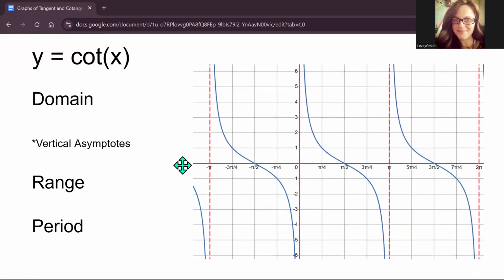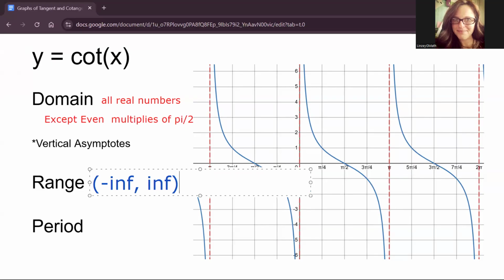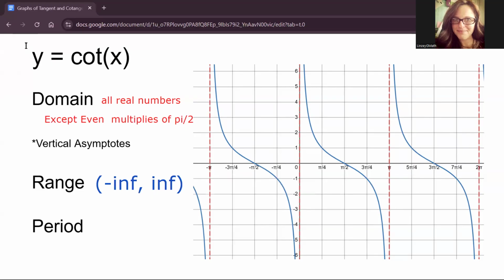Very similar to tangent, except that this time the domain will be all real numbers except even multiples of pi over 2. At even multiples of pi over 2, we'll have vertical asymptotes. The range is all real numbers, negative infinity to infinity. And the period, just like tangent, one full cycle in between negative pi and 0, or 0 to pi, is pi.